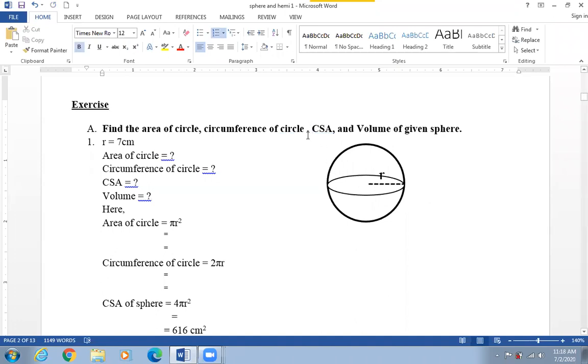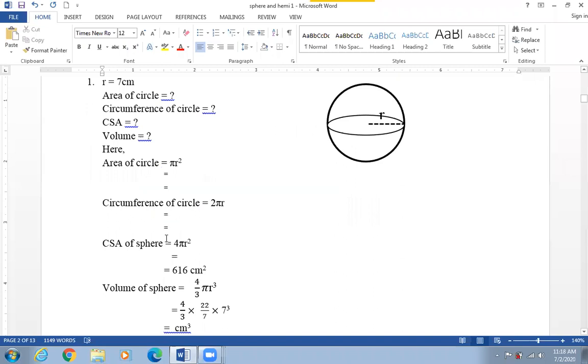Okay, so let us find out these topics today. Number one, radius is 7 centimeter. This is the sphere, and radius is given 7 centimeter. So find the area of circle, the circumference of circle, the CSA of sphere. CSA, we can also just call it surface area, because TSA and CSA are both the same. So curved surface area equals question mark and volume of the sphere equals question mark.